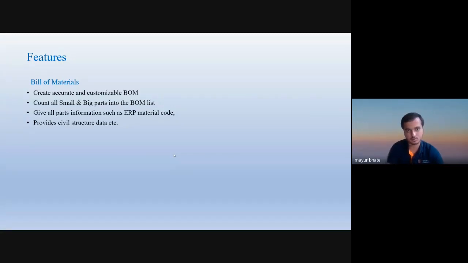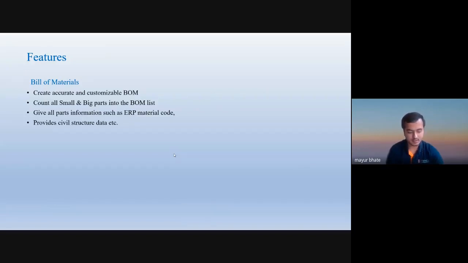The first feature is the bill of material, which is a key element of any project, and in this case substation design. It is very important that it be very accurate and extremely correct, to get the exact material that goes into substation building, and the exact cost that will go into the substation project.